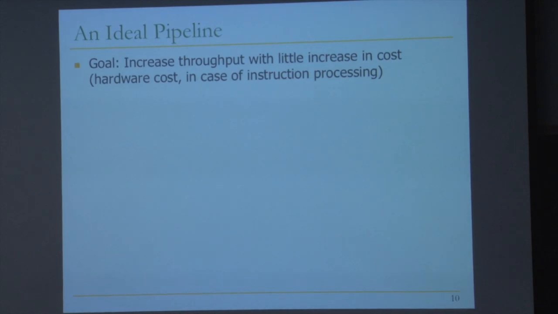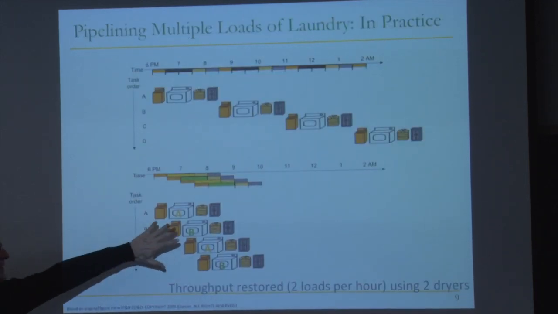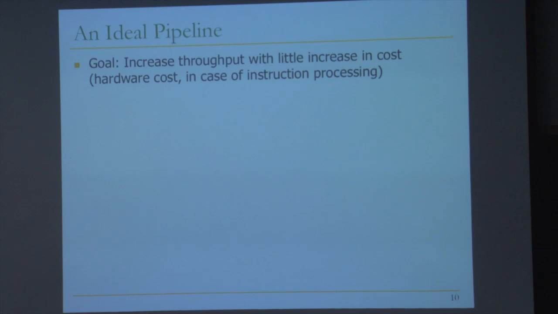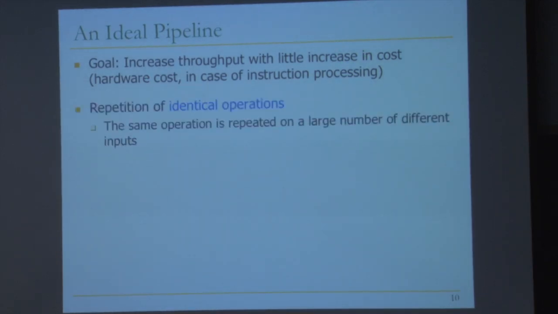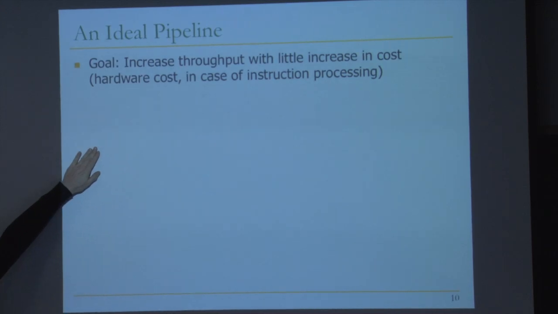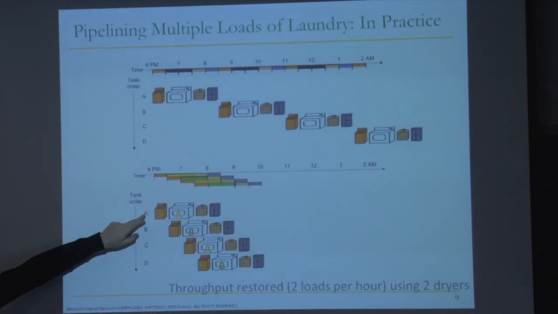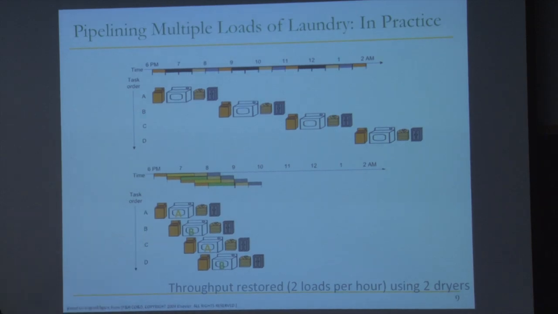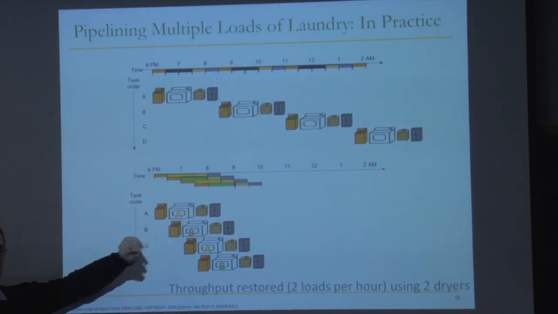OK. So an ideal pipeline. This is actually close to an ideal pipeline, if you will. What do I mean by an ideal pipeline? In any pipeline, our goal is to increase throughput with little increase in cost. Cost is hardware cost in case of instruction processing. An ideal pipeline has 3 properties. You repeat identical operations on the pipeline. Basically, the same operation is repeated on a large number of different inputs. This is the computer science terminology, if you will. What do I mean by this? In a laundry pipeline, you have identical loads. Loads do the same thing, right? They go through the same stages.